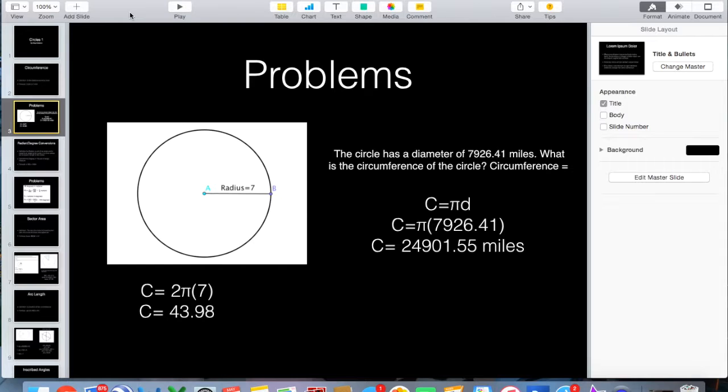The second problem is a word problem. So it says the circle has a diameter of 7,926.41 miles. What is the circumference of the circle? So we have the diameter. So this would be circumference equals pi times 7,926.41, and that would equal 24,901.55 miles.